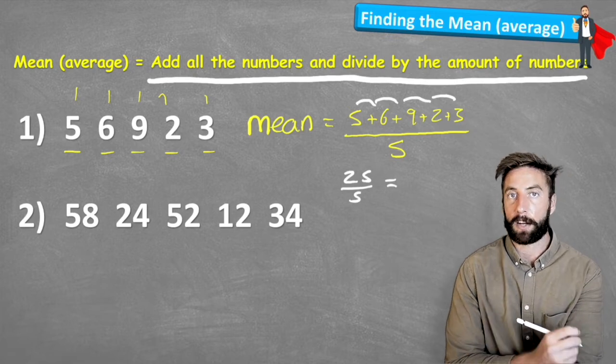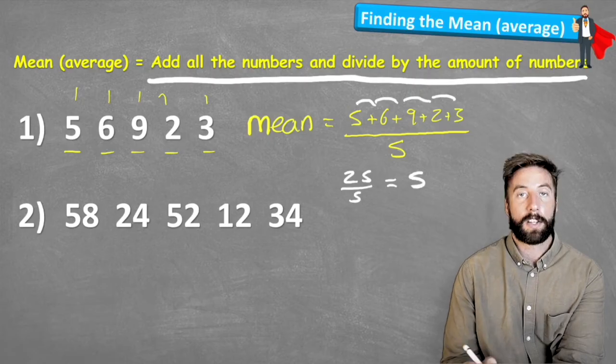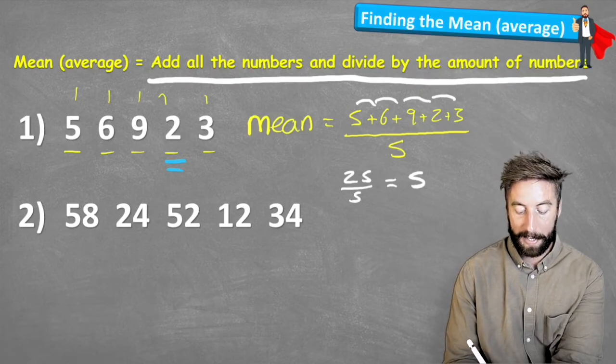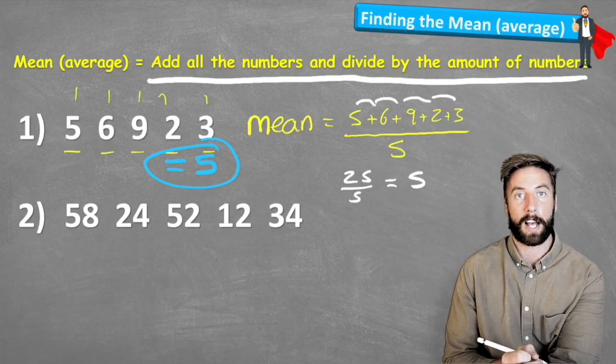25 over 5 looks like a fraction, but it's just division like we know. 25 divided by 5 equals 5. So for this first question, our mean is 5. The average of these 5 numbers is 5. Let's do the same thing now to question 2.